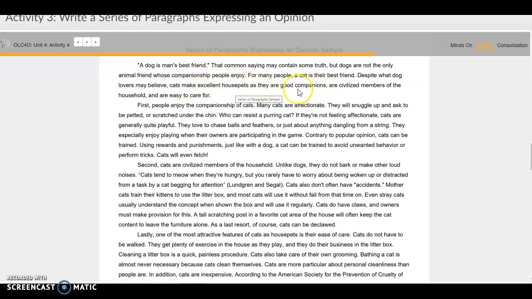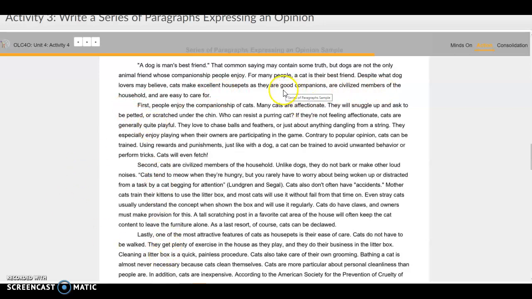"As they are good companions," that's the first supporting point. "Civilized members of the household," that's the second supporting point. And "easy to care for," that's the third supporting point. So now what the author is going to do is take each of those three points and explain and support them in the following three paragraphs.